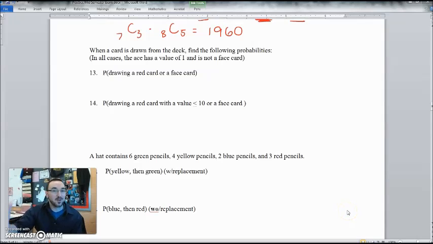Okay guys, we're just trucking right along. We're going to continue on in our mid-semester review. Remember, our midterm is coming up very quickly, so we've got to review as much as we can. So in this case, we're talking about questions 13 and 14.